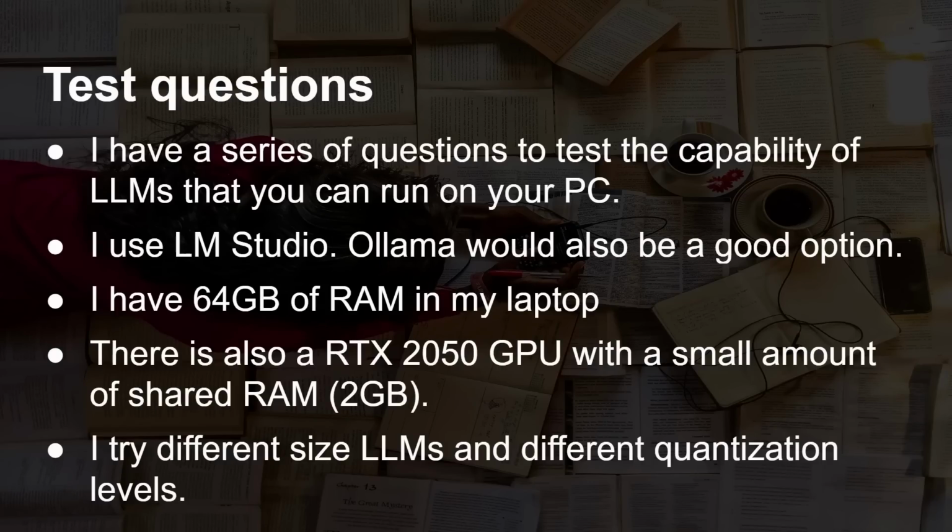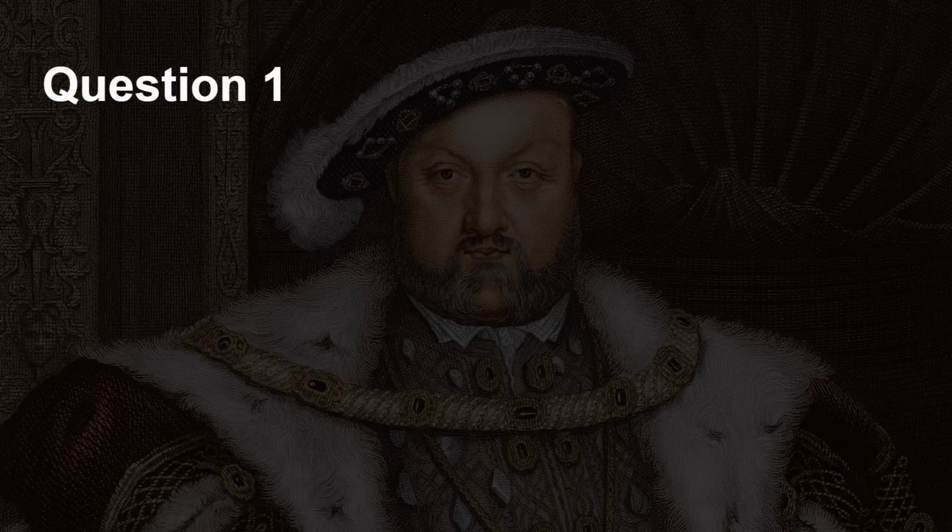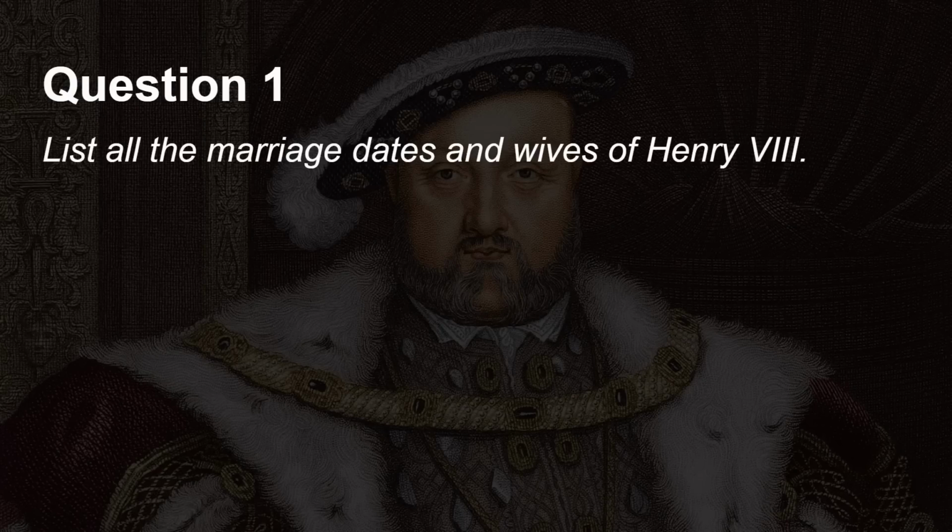And I tried different sizes of LLMs at different quantization levels to see whether the 8-bit one is better than the 4-bit one, whether the 32-bit one is better than the 4-bit one. You know, I actually tried it out. Okay, so question number 1: list all the marriage dates and wives of Henry VIII. So kind of a history question. Ask the LLM to reproduce some facts.